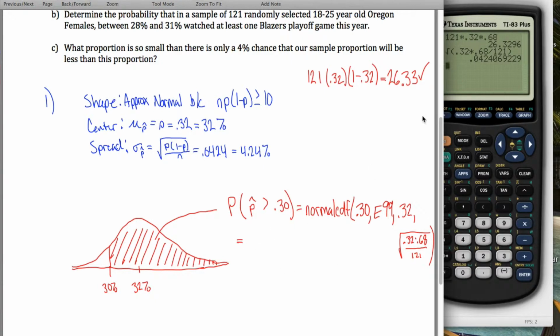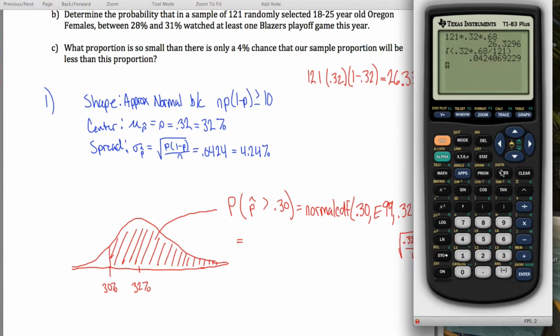Now figure out this probability. You type all that into a calculator. Under the distribution menu, the second option is Normalcdf, and then my lower bound was 0.30. My upper bound was E99. My mean was 0.32. And my standard deviation, in order to get it exact, I'm going to retype: the square root of 0.32 times 0.68 divided by 121. Normalcdf, lower bound, upper bound, mean, standard deviation. Hit enter, it'll give me this probability, 0.68.